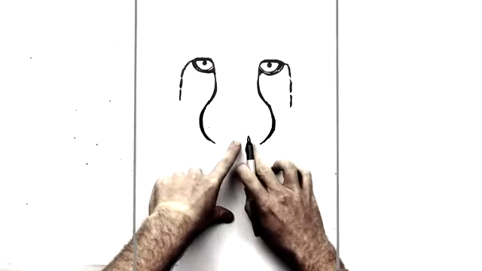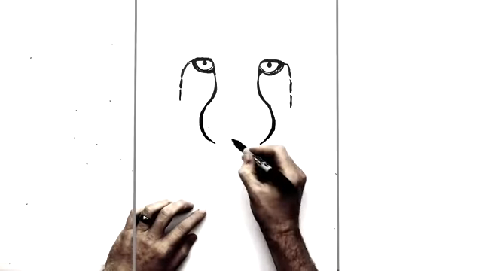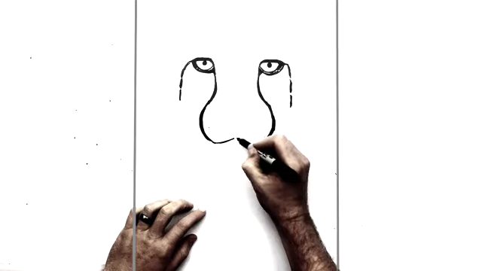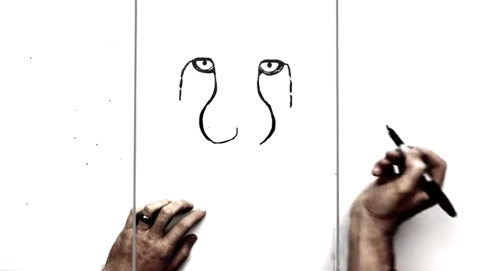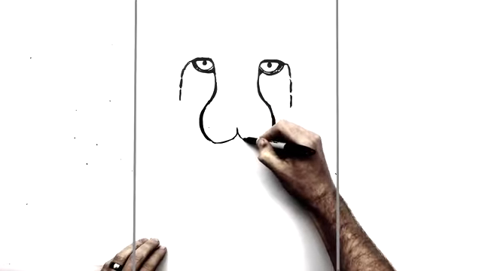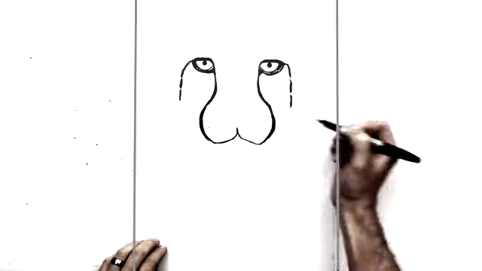And then we're going to go up and finish his mouth. So we're going to bring this line up here. This comes right up to the middle of where his nose is, and then this comes back down and touches down here.